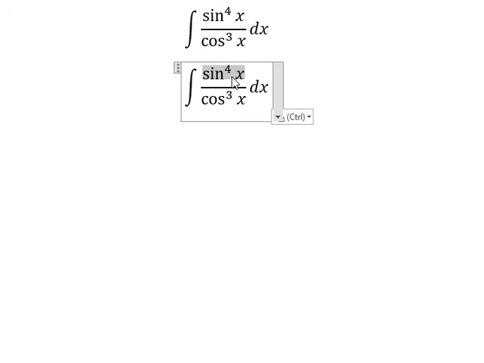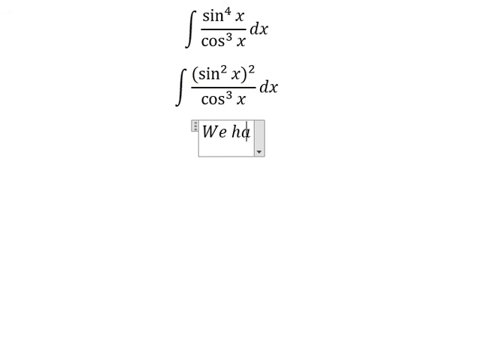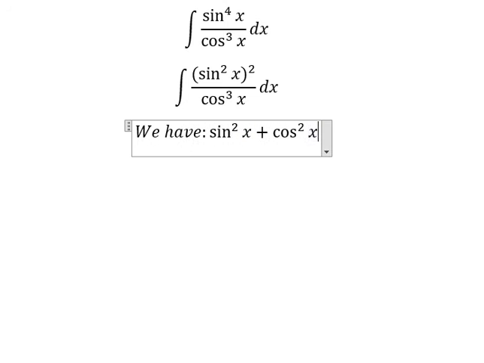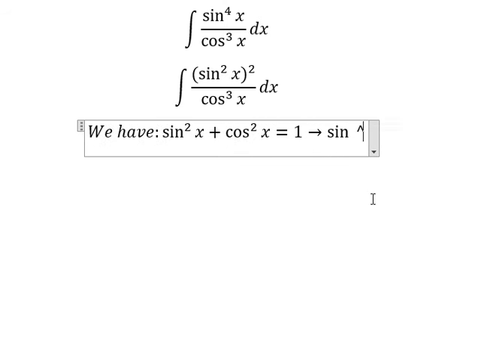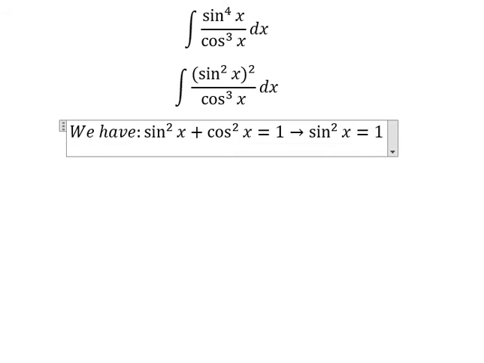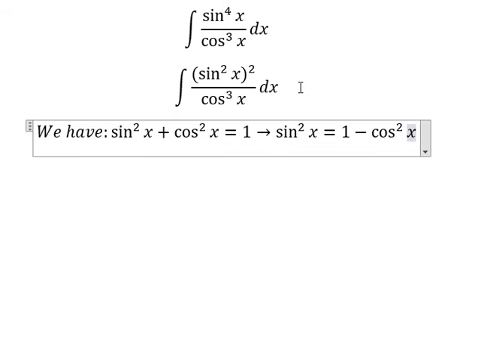About sine x to the power of 4, we can write it as sine x squared, everything to the power of 2. Next, we have sine x squared plus cosine x squared equals 1. This is a trigonometric identity. So we put cosine x squared to the right, and we get sine x squared equals 1 minus cosine x squared.